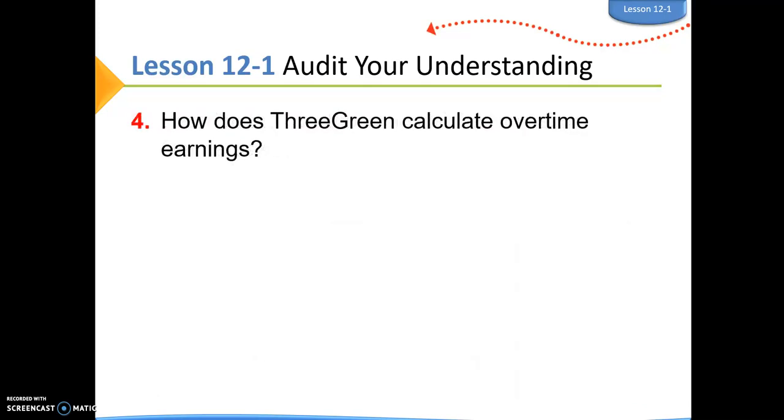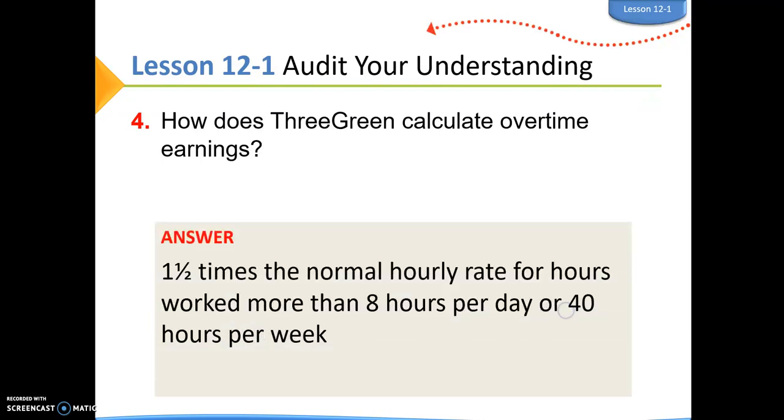How does 3 Green calculate overtime earnings? 1.5 times the normal hourly rate for hours worked more than 8 hours per day or 40 hours per week.